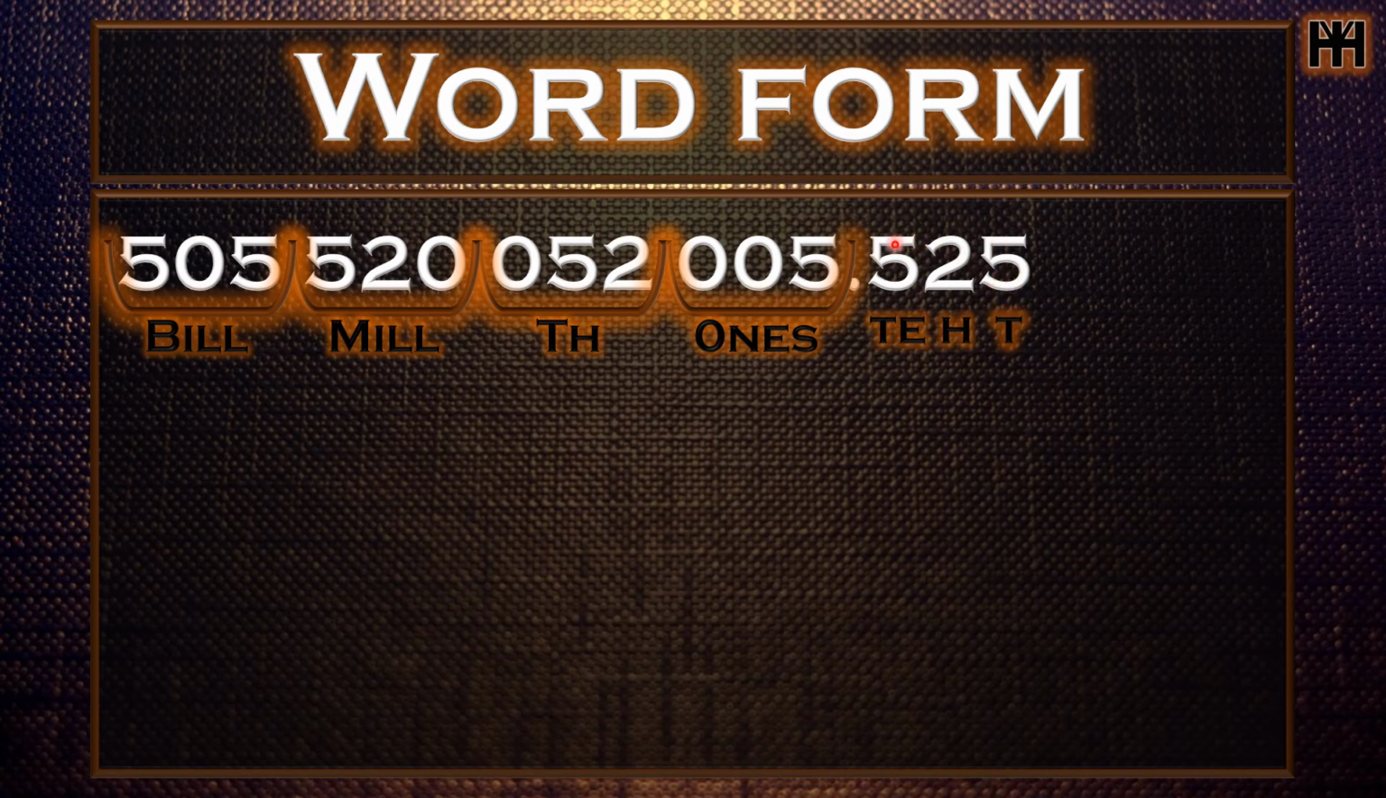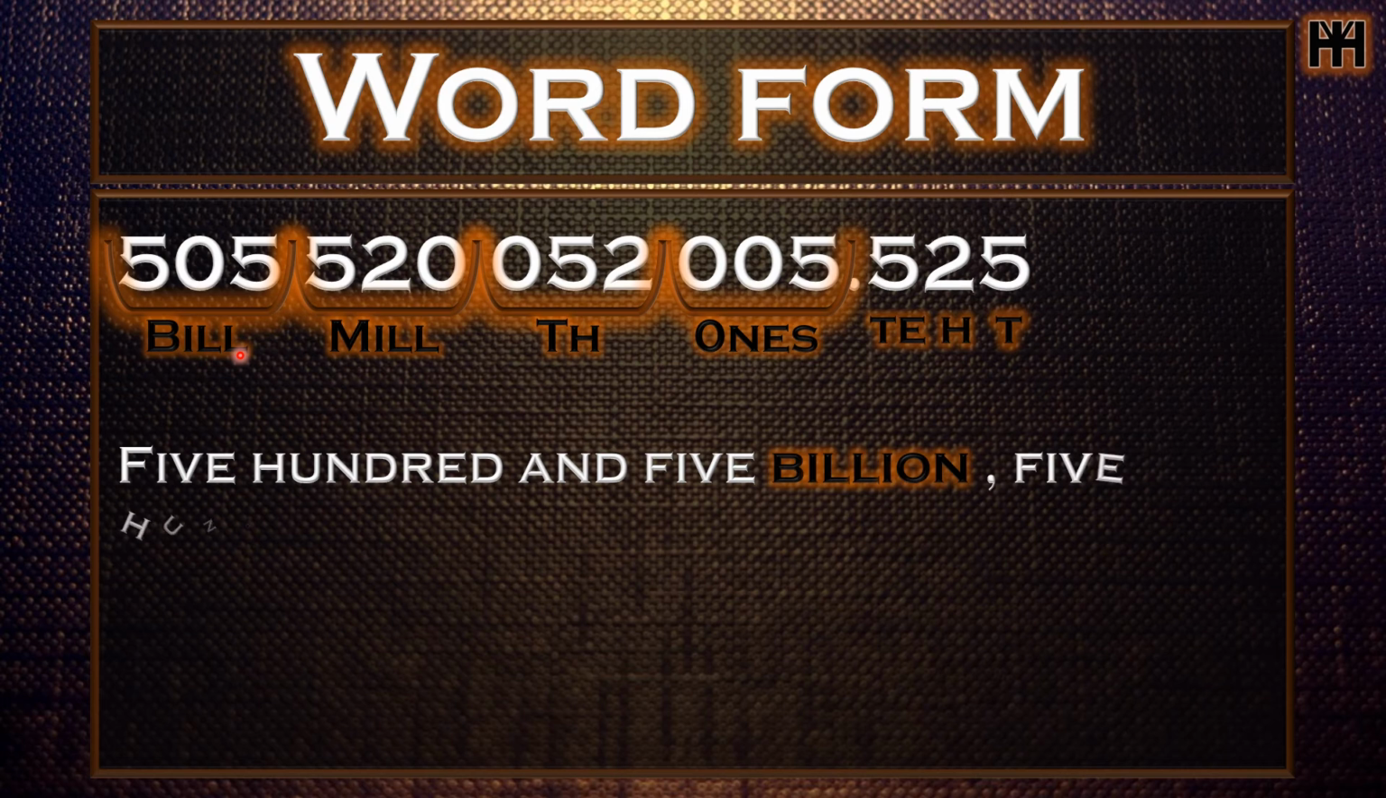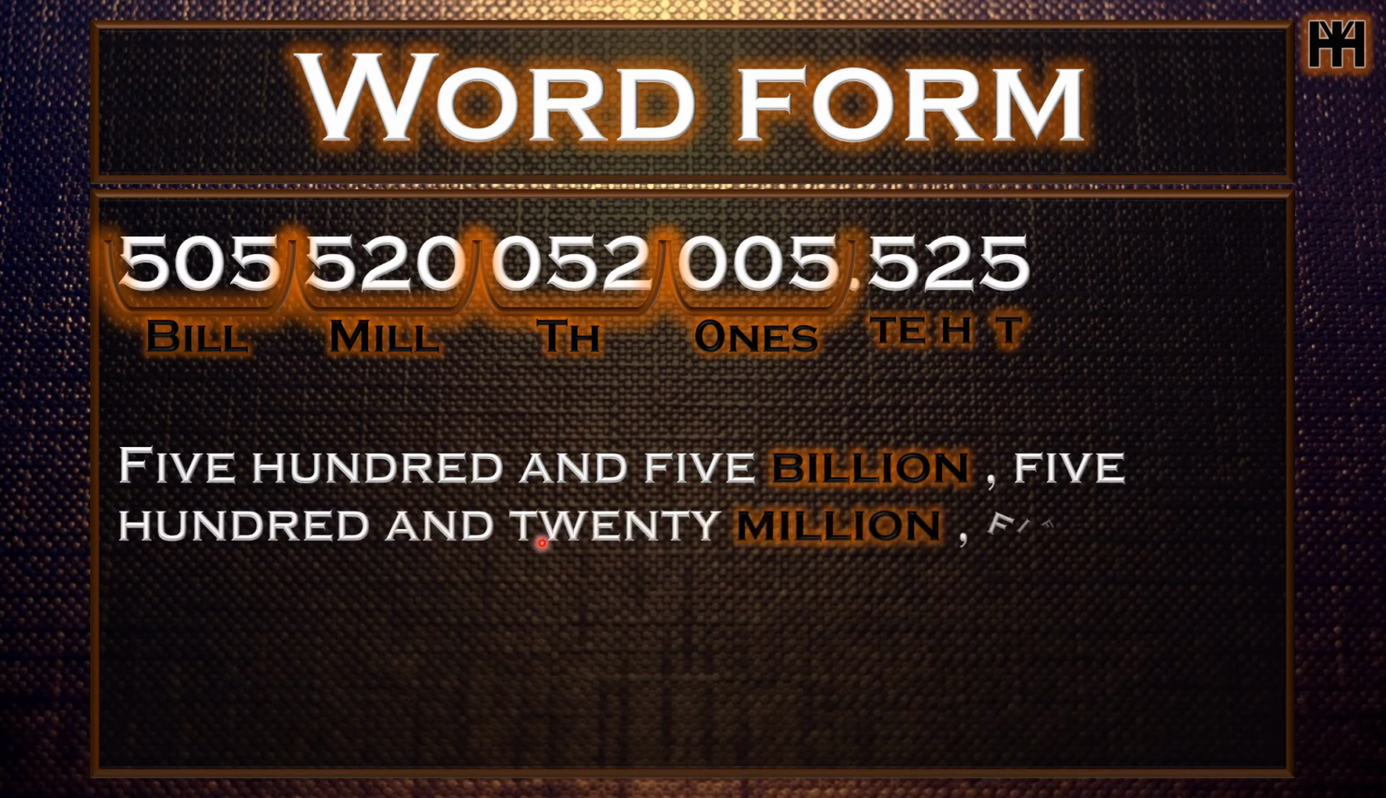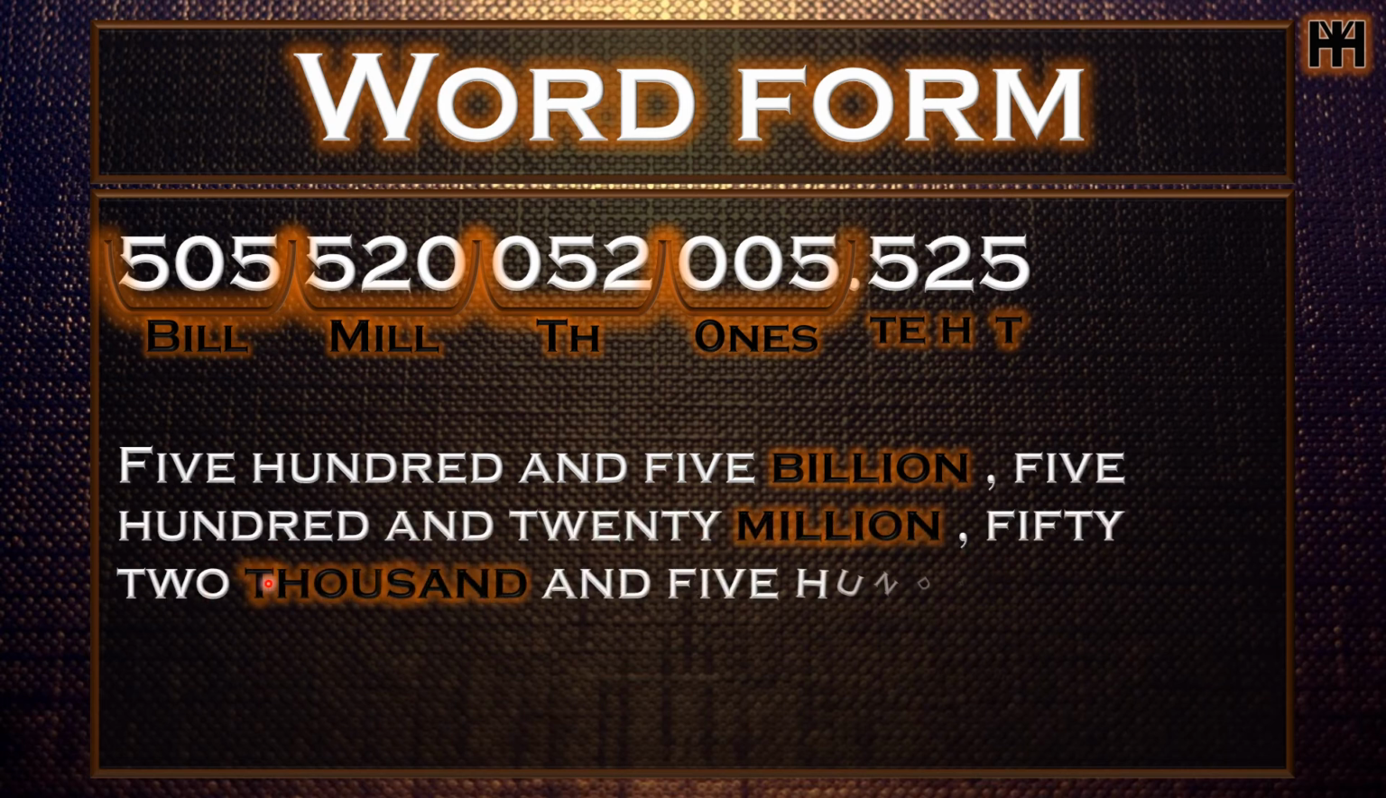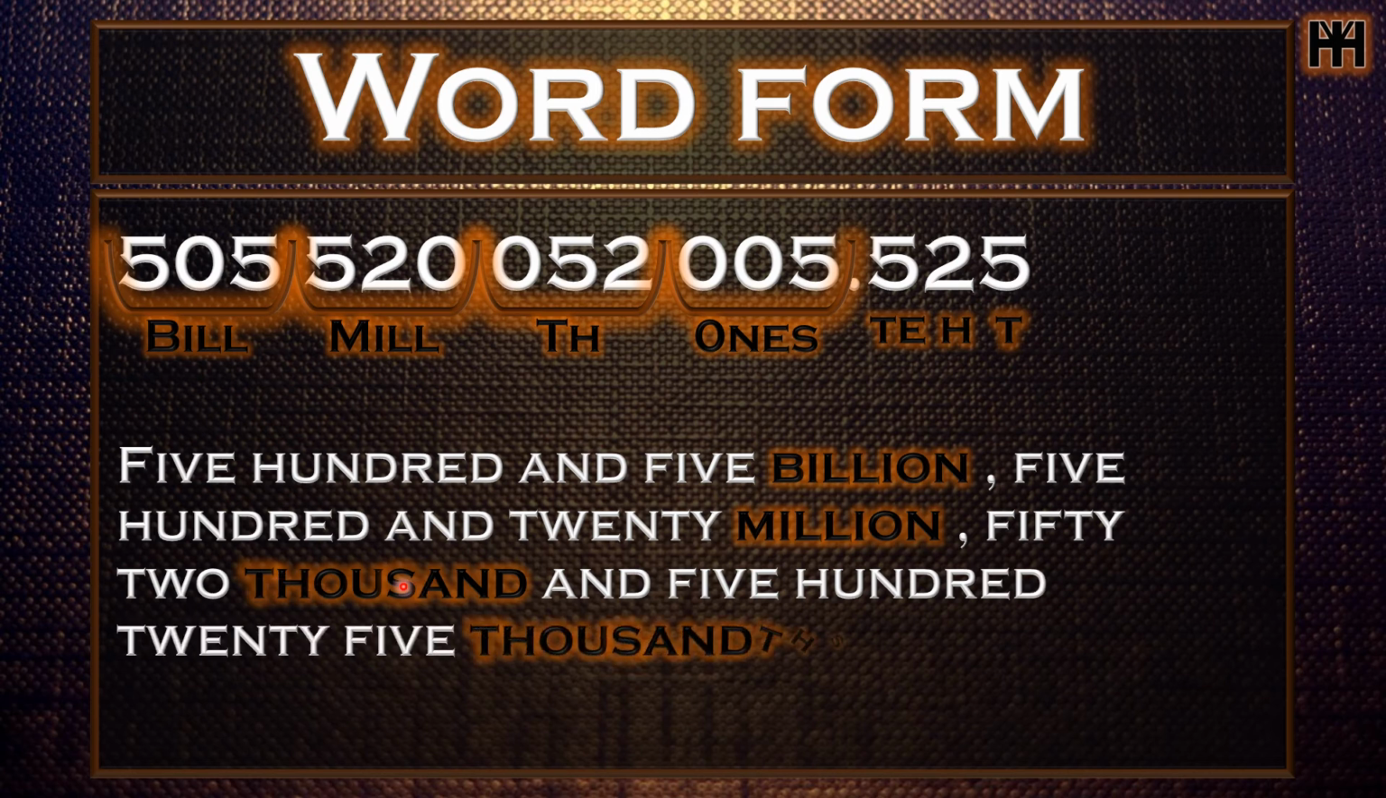Or we can take the first 2 together, it's 52, then we take only the name of the last one, so it's 52 hundredths. Or we can take the 3 together, it's 525 thousandths. It's normal. You can do it either this way or that way. So we have 505 billions and 520 millions and 502 and 52,000 and 525 thousandths.